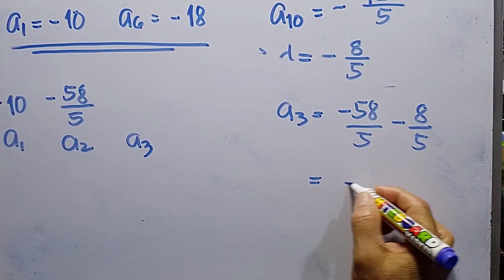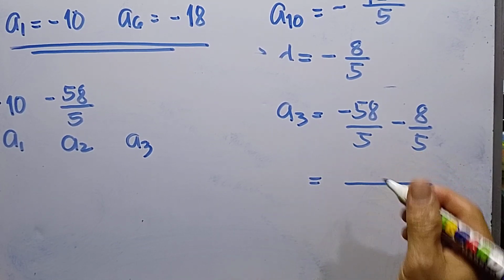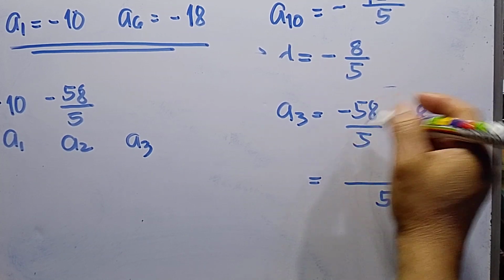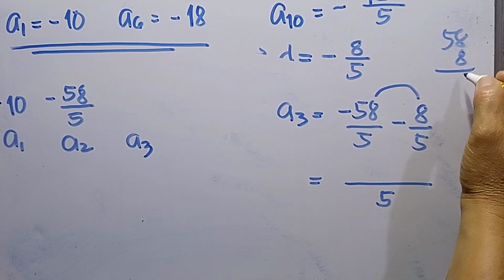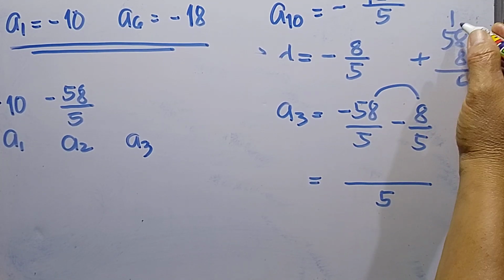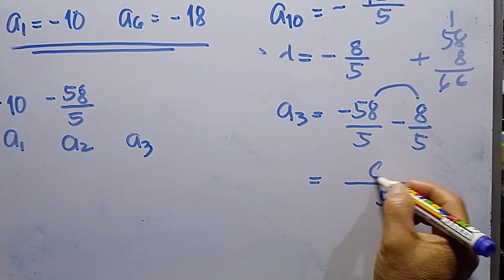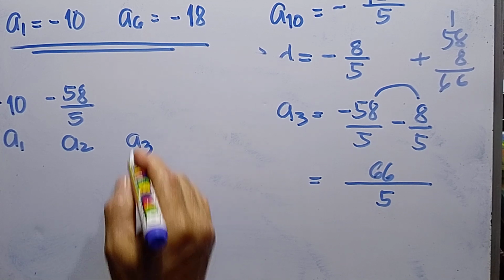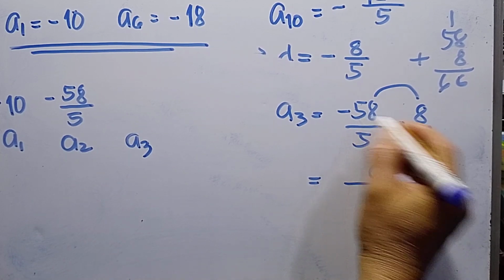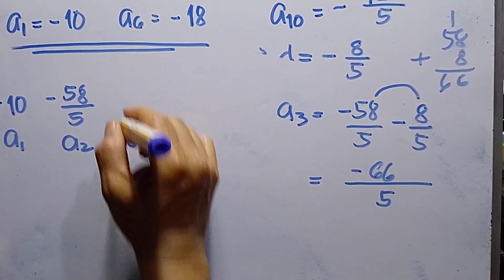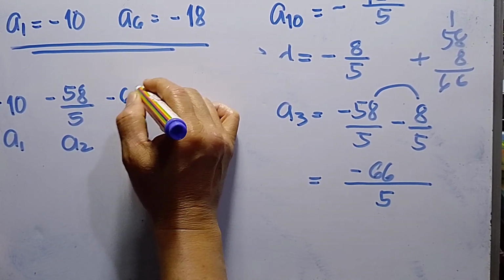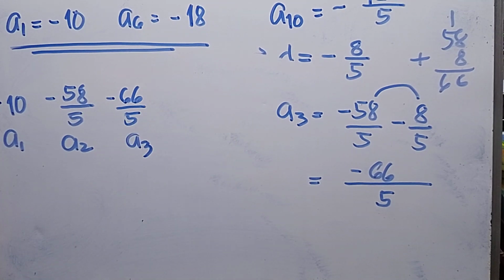Similar fraction. Common denominator will be 5. And then this one, 58 plus 8, this will be 16. Carry 1, 6. I've got 66 over 5. A sub 3: the sign must be negative because like terms. So this will be negative 66 over 5.